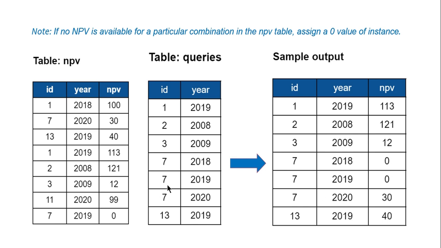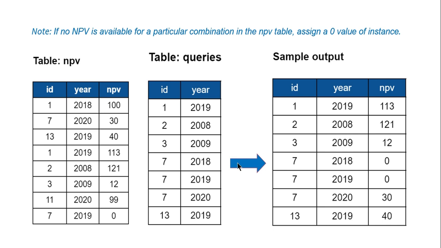Now for the combination of 7 and 2019, the NPV value is already given, that is 0, so we have listed the same. For 7 and 2020, the NPV value is 30, and similarly for 13 and 2019, the NPV value is 40. So this is how our output is going to be derived.